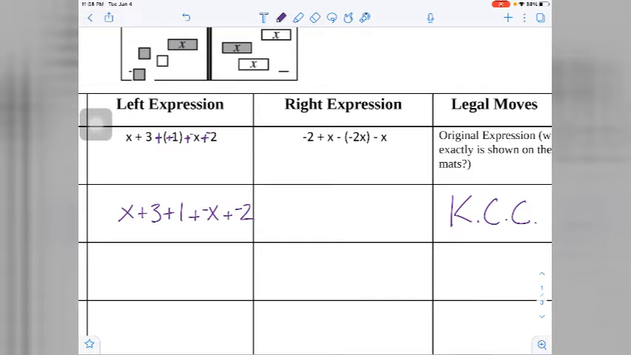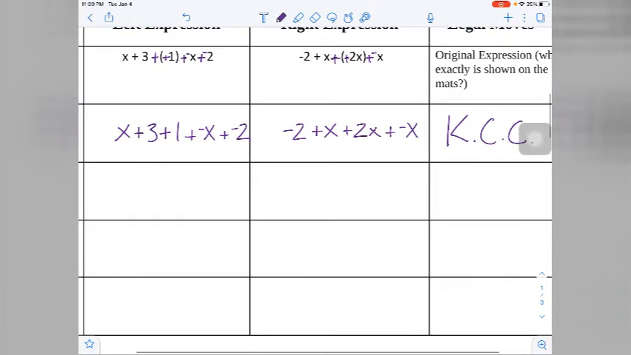And then on the other side, I have two subtractions. I have minus -2. I'm going to change it to plus +2. And minus -2x, I'm going to change that to plus +2x. And then I had minus 1x, and now I'm going to change that to plus -x. So -2 plus x plus 2x plus -x.